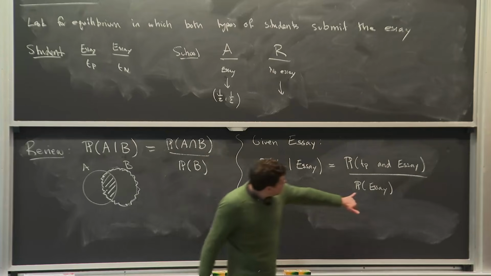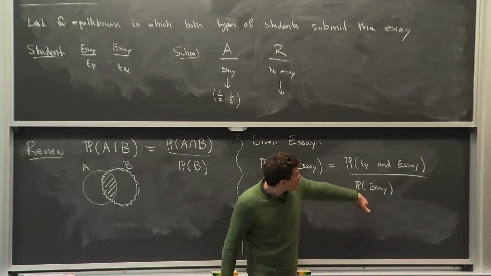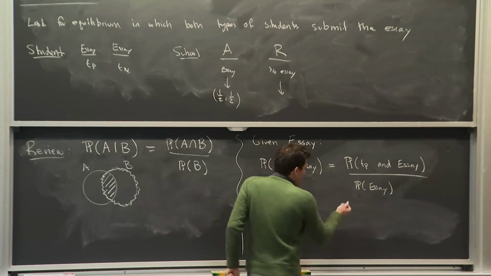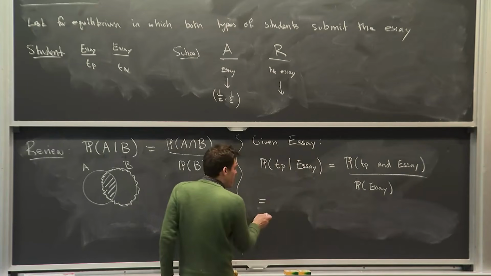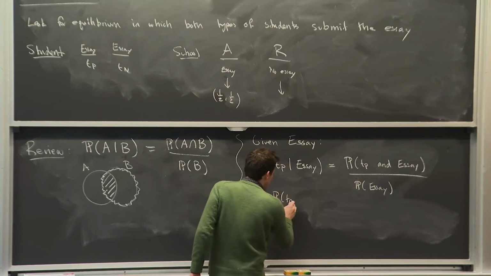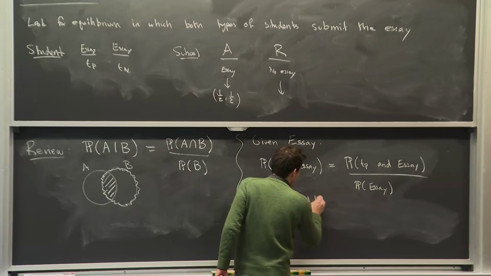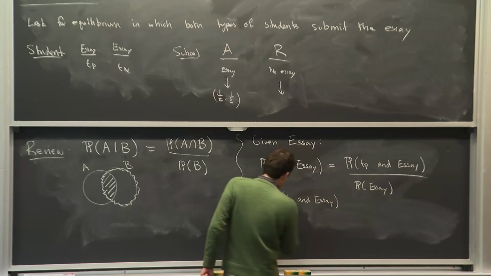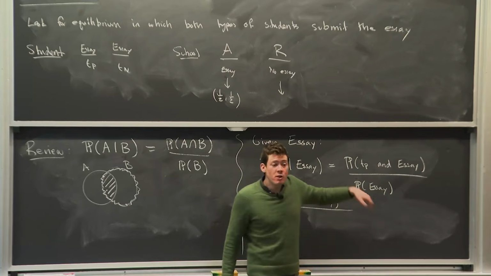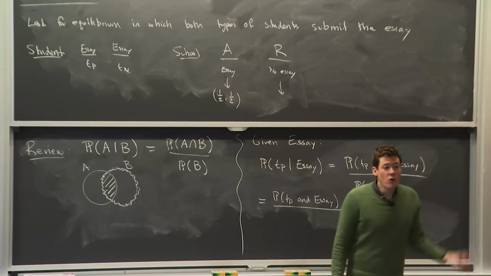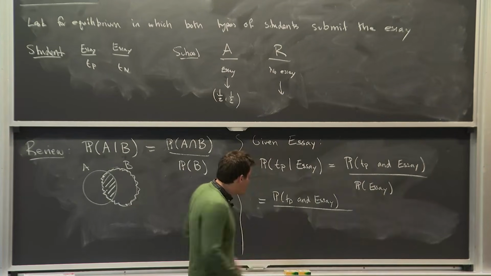Now, the probability that they write the essay is a little hard to calculate. Let's break it down. So write this one more time. Maybe I'll write it over here to give myself more space. This is the probability that they're passionate and they write the essay, divided by, well, there's two ways they could write the essay. They could be passionate and then write the essay, or they could be not passionate and write the essay. So let me break it down like that.